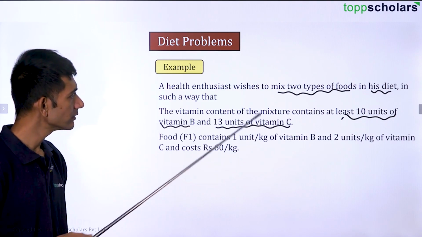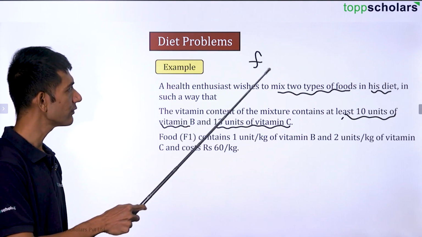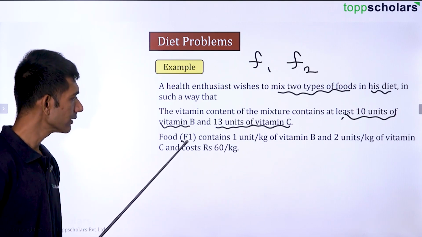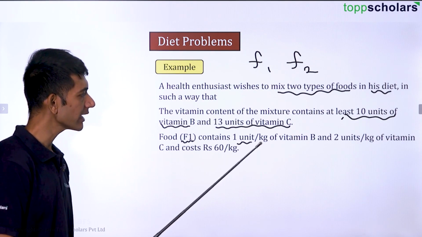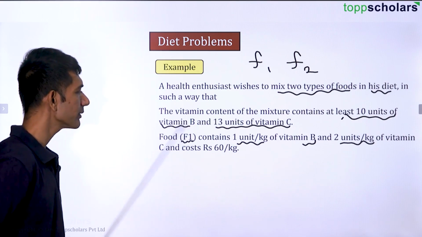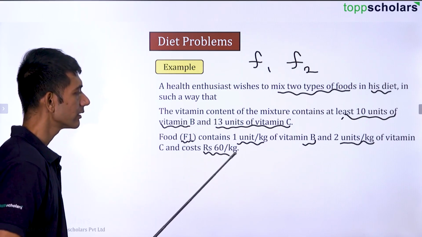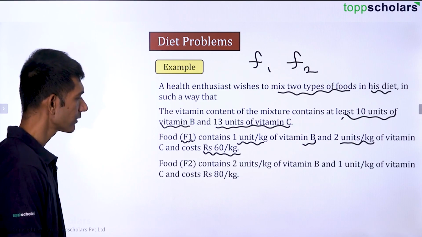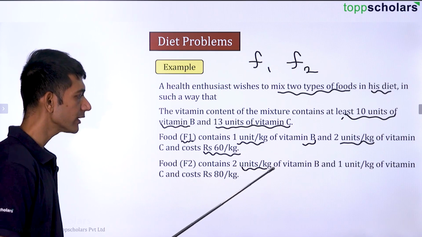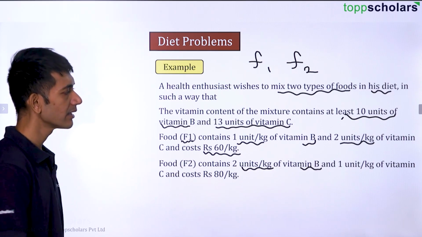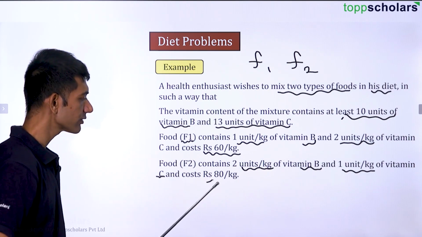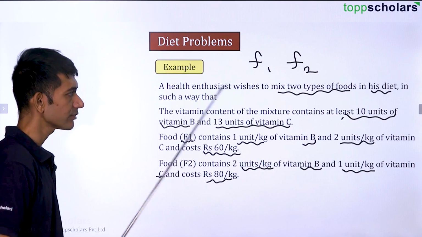Now, since there are two types of food, we have F1 and F2, right? Food F1 contains 1 unit per kg of vitamin B and 2 units per kg of vitamin C, and the cost of that is 60 rupees per kg. The second type of food contains 2 units per kg of vitamin B and 1 unit per kg of vitamin C, and the cost for this is 80 rupees per kg. So this is the question first of all.